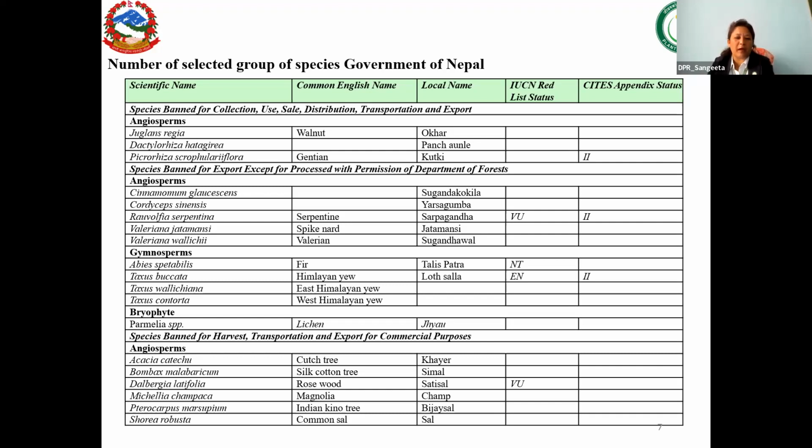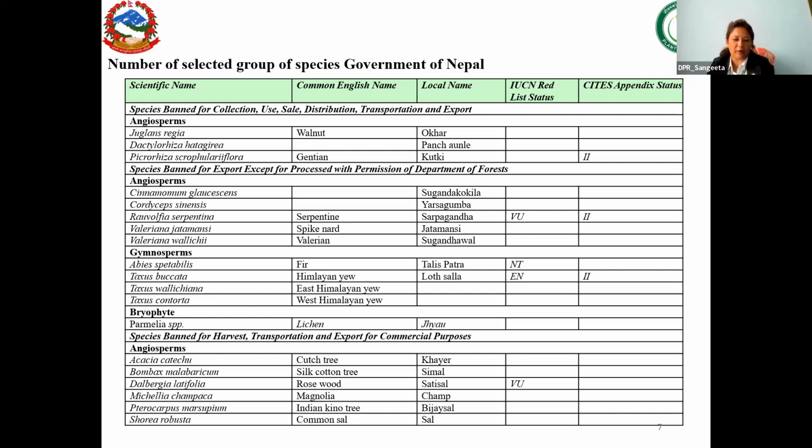Now, species banned for export except for processing. If you process them, then you can export those species. Those species are Cinnamomum glaucescens, Cordyceps sinensis, Rauwolfia serpentina, Valeriana jatamansi, Valeriana wallichii, and in gymnosperm we have Abies spectabilis and Taxus, species of Taxus. And in Bryophyta, all the lichens are banned for export without the processing.